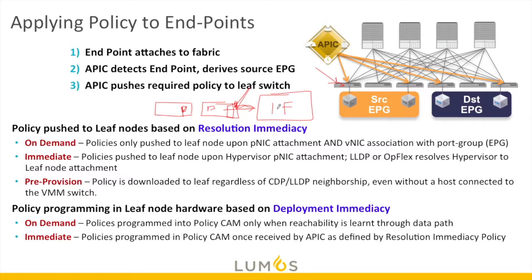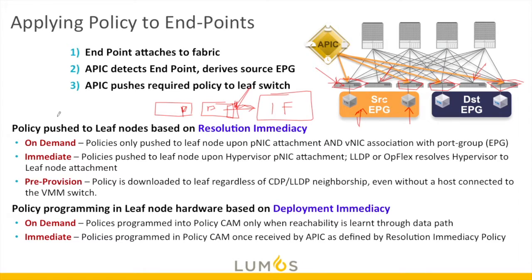So one of the things we want to do is limit that. If we have EPGs, for example, with the source EPG on this leaf and this leaf, and the destination EPG on this leaf and this leaf, these other leaves don't need to know the information because they don't have any members of that EPG, so they don't need to be programmed with that information.